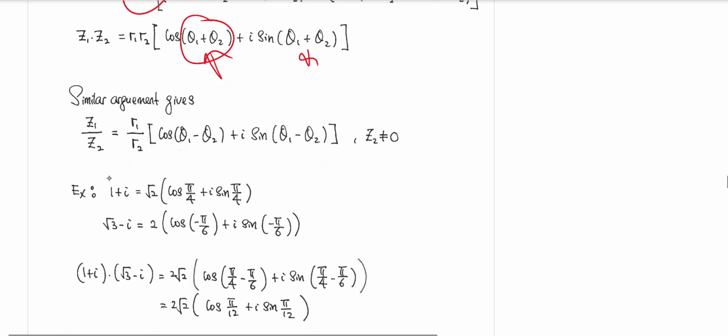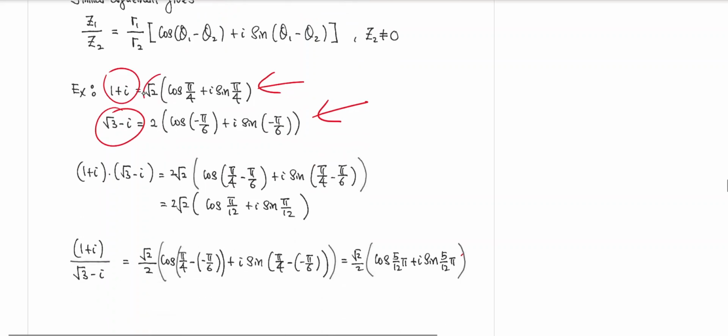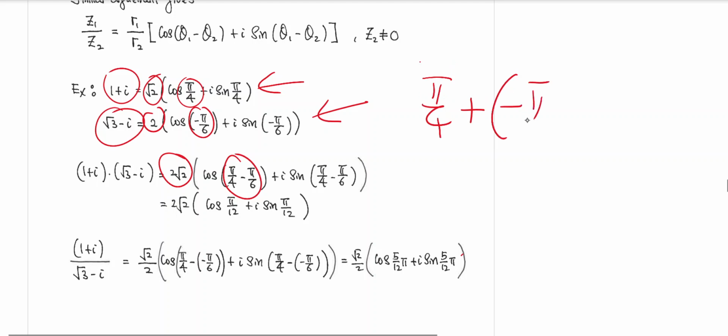So for example, 1 plus i has this polar representation. Square root of 3 minus i has this polar representation. When you multiply them, you just have to multiply their moduli. That's how you get 2 square root of 2. And then for the angle, you just have to add them up. So pi over 4 plus minus pi over 6 will give you pi over 12. And that is why you see that we have this and we have pi over 12.